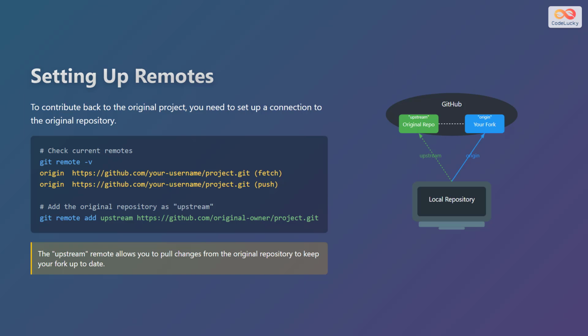To contribute back to the original project, you need to set up a connection to the original repository, also known as setting up remotes. First, check current remotes by typing git remote -v. It gives you the origin, which is your forked repository URL. Then, add the original repository as upstream by typing git remote add upstream followed by the URL of the original repository. The upstream remote allows you to pull changes from the original repository to keep your fork up to date. The diagram on the right shows the connection between your local repository, your fork which is named origin, and the original repository which is named upstream.